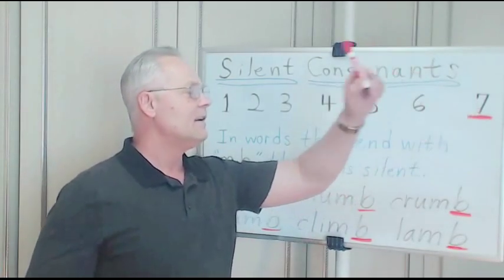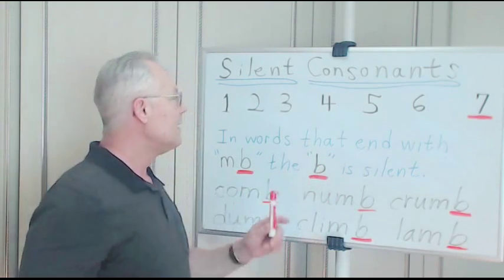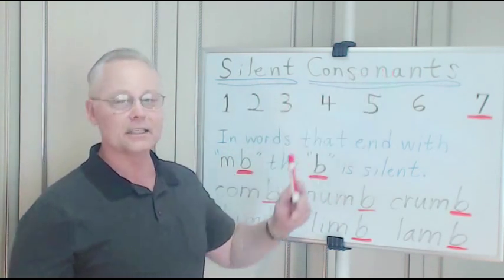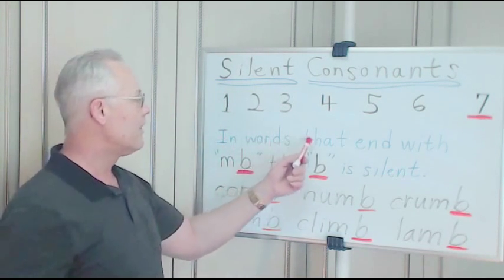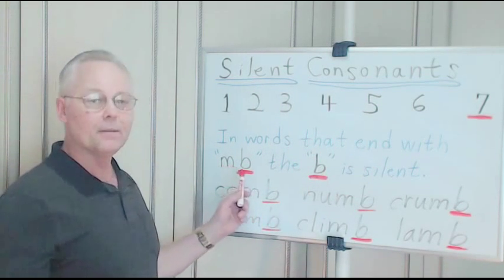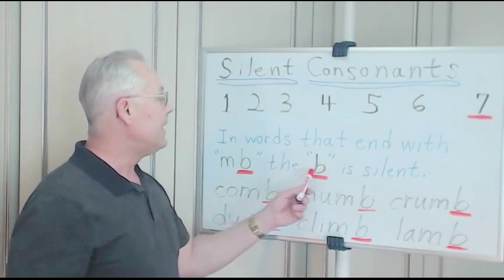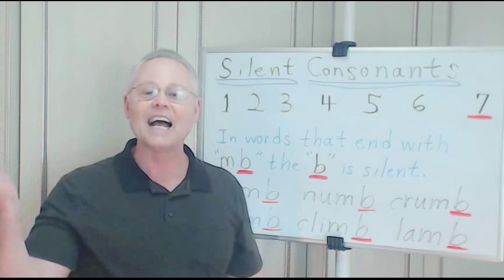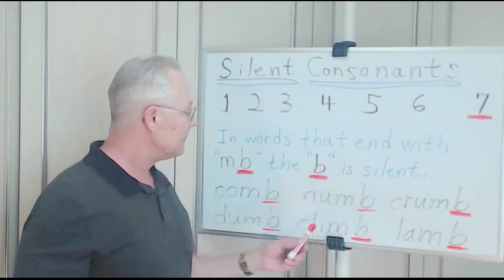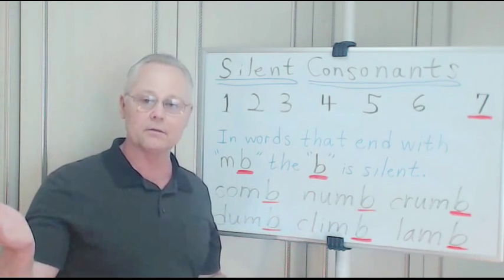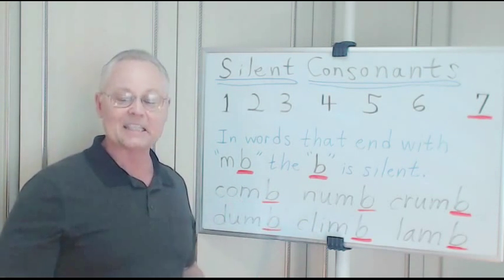We're on the seventh video of seven regarding silent consonants. Here we're talking about words that end with MB, the two consonants together, M and B. The B is silent, no sound. And here are some example words. Now all you have to do is just drop the sound of the B and you're going to pronounce it correctly. Here's the word comb.